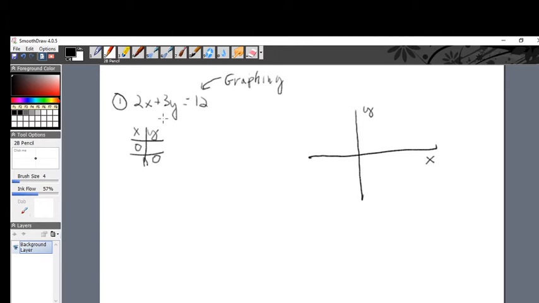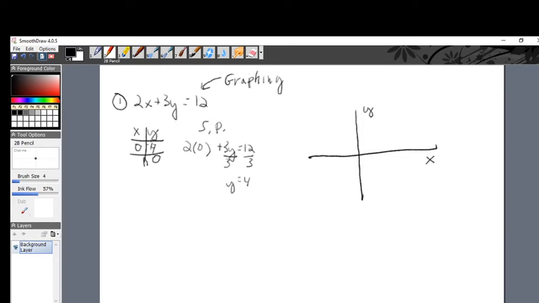What you do is we go to scrap paper, and what we got to do is, if this is saying if x is 0, what is y? So let's replace x with 0. 2 times 0 plus 3y equals 12. 2 times 0 is nothing, so it's 3y equals 12. Divide by 3 on left, divide by 3 on right, you get y equals 4. Half our chart is ready. We can put a little 4 in here.